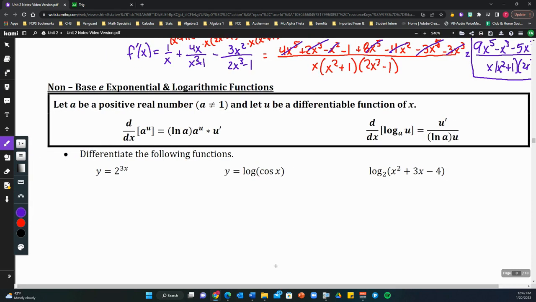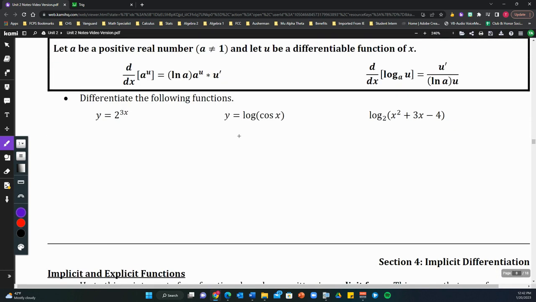So this is just, again, I mentioned it earlier, but these are the formally defined general forms for non-base e exponential and logarithmic functions. Again, they really work the same way as the other guys. They're just like e to the u or natural log of u, but we have those extra factors of natural log of the base. So for example, if I wanted to take the derivative of y equals 2 to the 3x power, my u would be the 3x, the thing that's different. U prime would be 3.